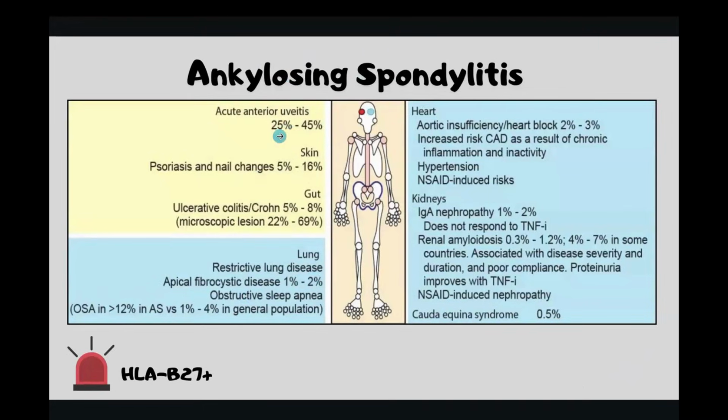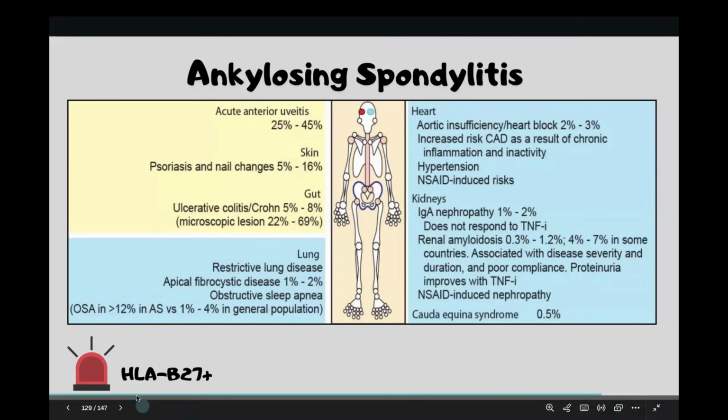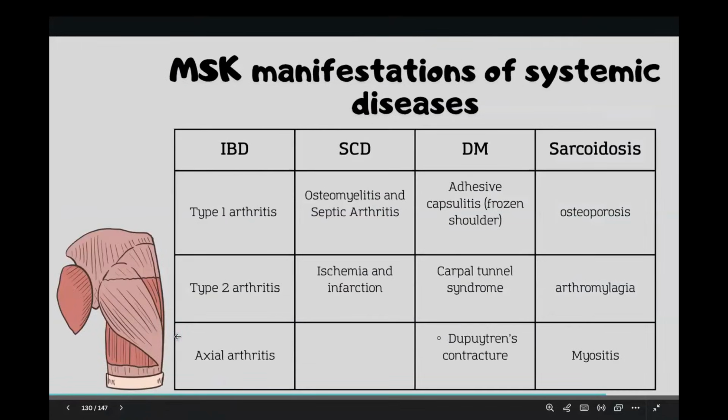So ankylosing spondylitis is one of the articular diseases that have a lot of systemic manifestations. Most importantly, it's important to understand the acute anterior uveitis, the aortic insufficiency, kidney disease. And what is very important is that those diseases are HLA-B27 positive. If you guys remember, we said that this is a protein that is present on the top of white blood cells.